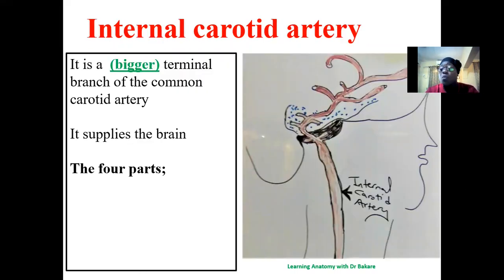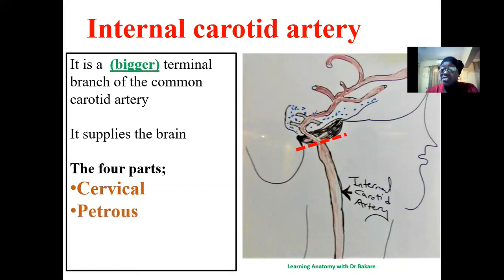The path through which the internal carotid artery runs can be divided into four parts, from where they emerge from the common carotid artery to the point where they finally terminate. So we have the cervical region. This is the part that runs along the cervical region, that is the neck region, from where it originates to the point where it is about to enter into the cranial cavity.